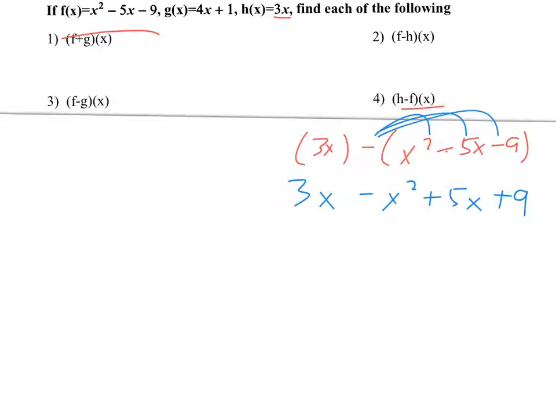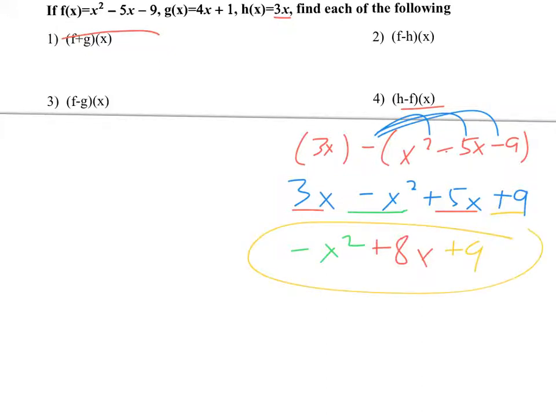And now we'll combine like terms. So I have negative x squared first. And then now I have a positive 3x and a positive 5x makes a positive 8x. And then lastly, I just have a positive 9 here. Actually, let me do that in a different color. So just for combining like terms, I'll put the plus 9 in yellow.